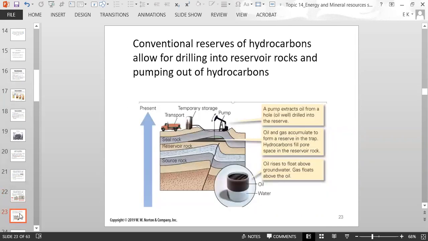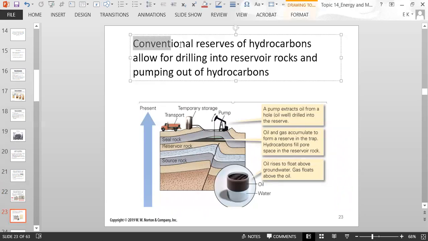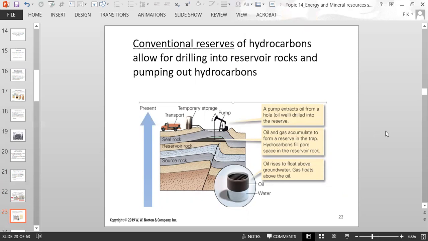So conventional reserves of hydrocarbons allow for drilling into reservoir rocks and pumping out the hydrocarbons. Okay, so we call that conventional reserves. With conventional reserves, you find a reservoir rock that has an accumulation of oil or gas, you put in a well and you pump it out. Okay, we call that a conventional reserve.